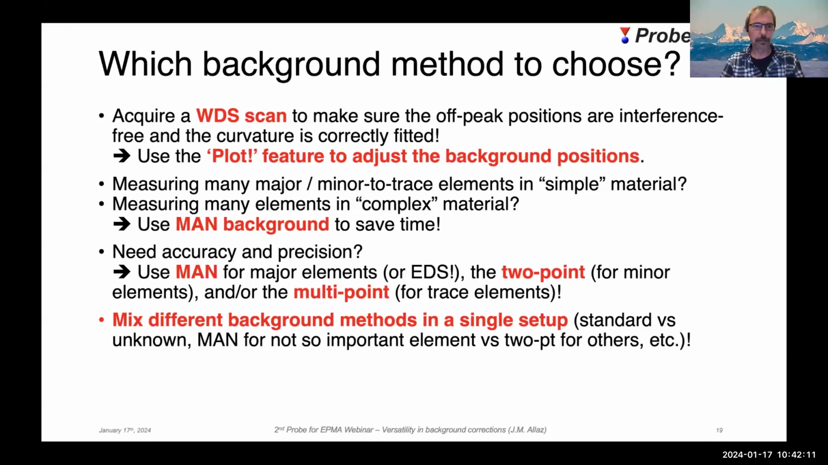And this is here, yeah, maybe just to summarize what you need to consider when deciding which backgrounds should I use. My bottom line is that the 2-point backgrounds acquisition is kind of passé, almost. It's still required for some trace elements or minor elements. I would still recommend you to acquire your backgrounds, but it's sometimes very risky. So using the MAN backgrounds in simple materials where you just care about the major and the minor elements is totally fine. If you need really good precision, consider using the 2 points or the multi-point backgrounds. And again, a mix of everything is probably the best.